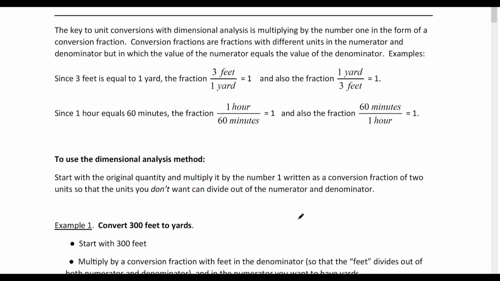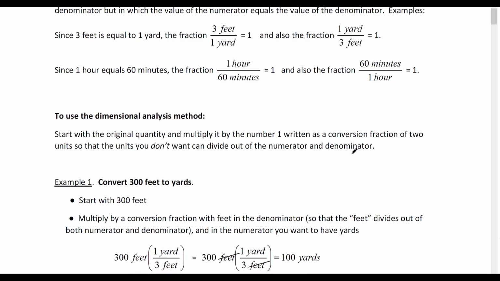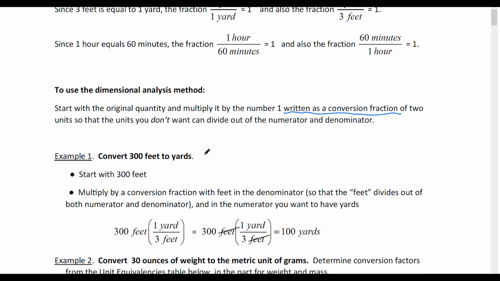So it's important to know some unit conversions when doing these. For example, 3 feet is 1 yard, so 3 feet over 1 yard is equal to 1. 1 yard over 3 feet is also equal to 1. And 1 hour is 60 minutes, so 1 hour over 60 minutes is 1, or 60 minutes over 1 hour is 1. So to use dimensional analysis methods, start with the original quantity and multiply it by the number 1, written as a conversion factor of the two units, that's key here, so that the units you don't want can divide out of the numerator and denominator.